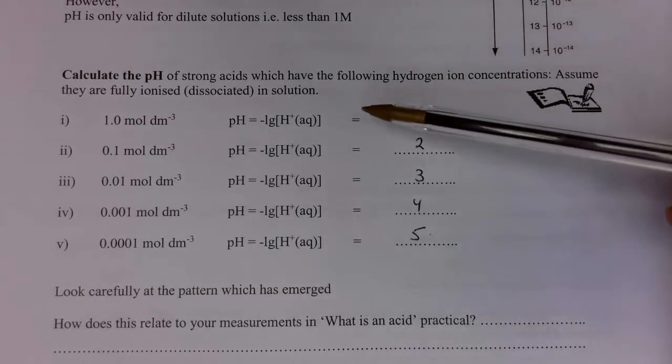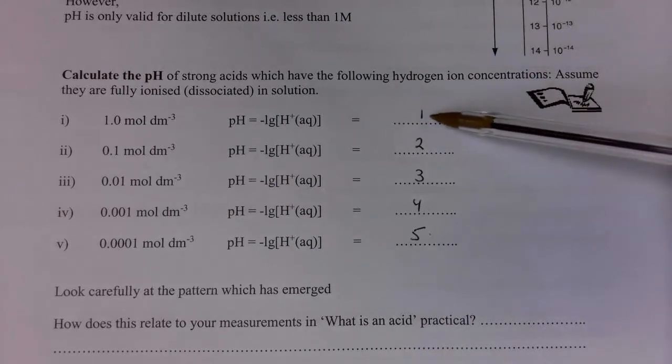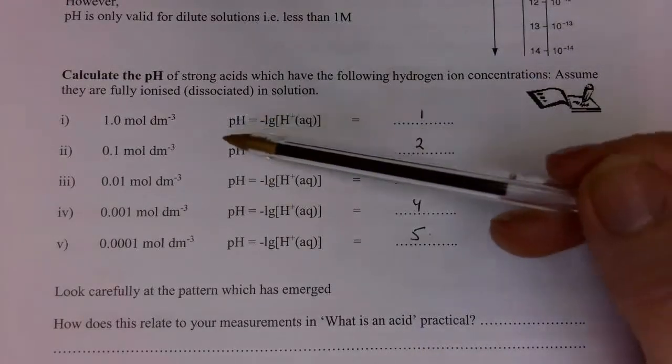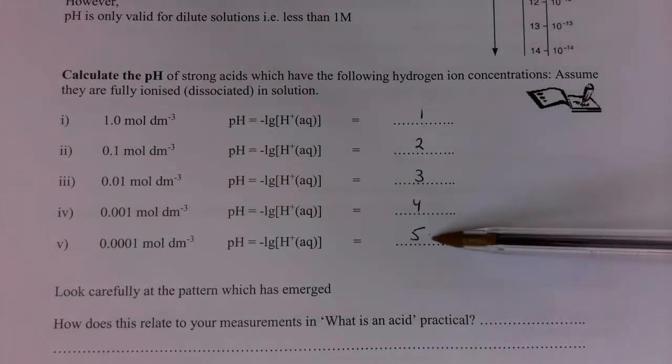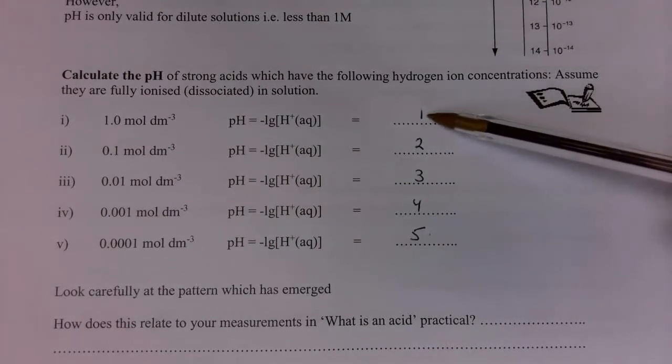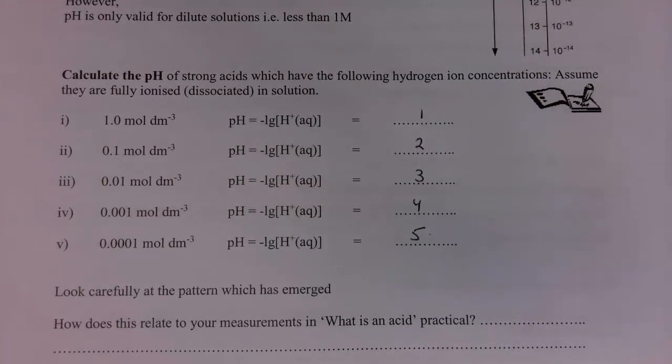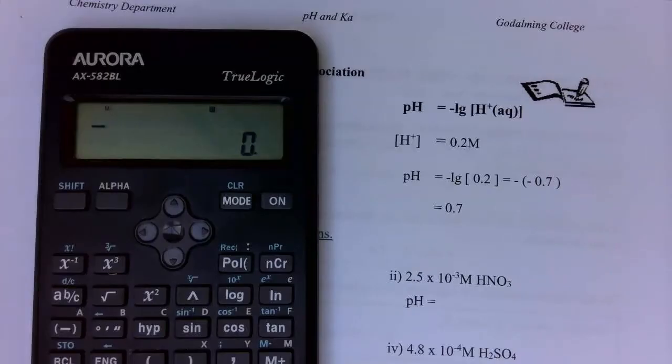So if we start with a 1 molar solution of hydrogen ions, it gets a pH of 1. And then if we change these by a factor of 10, the pH only changes by 1. So when we go from pH 1 to pH 2, we're actually diluting the concentration of our hydrogen ions by a factor of 10. So we're on page 8 and we're working out some pHs.